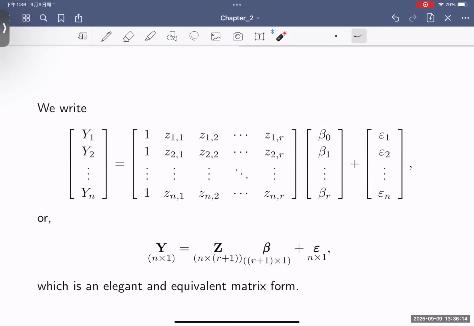But unfortunately, this epsilon is unknown. We have no idea about the epsilon. It's a random variable, which means that we may not be able to get the underlying beta 0 to beta r. Therefore we need to estimate beta. At the same point, we want to find the beta making Z beta close to y. So what kind of solution is there?